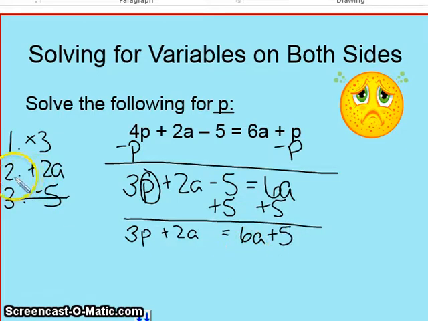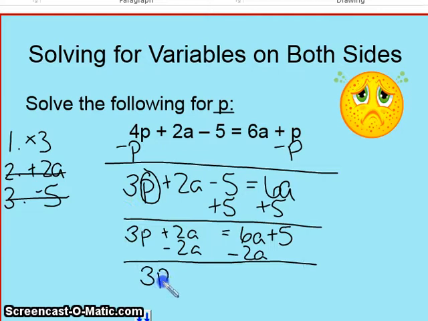Now remember I said the next thing I would do would be to add 2a. So I'm going to do the opposite and I'm going to subtract 2a. Now I'm still left with 3p on the left side. 2a minus 2a is 0. Now 6a and 2a are like terms because they have the same variable, a, to the same power, 1. So I can combine these. So 6a minus 2a, 6 minus 2 is 4, and we still have a plus 5.